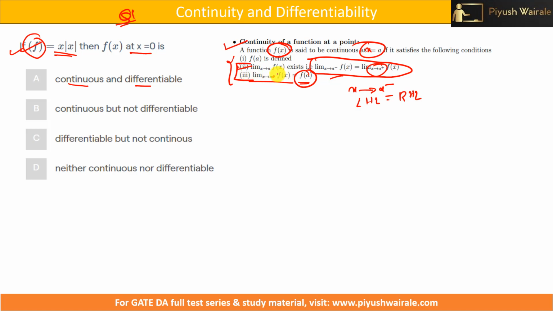First thing is that the limit should exist. It means that the left hand limit must be equal to the right hand limit. And that limit must be equal to f of a. That's it. Now let's try to apply the same condition to this particular f of x.